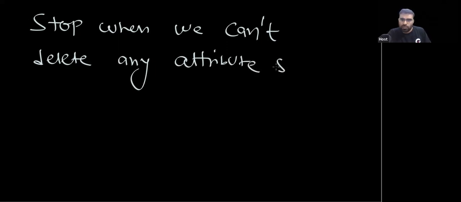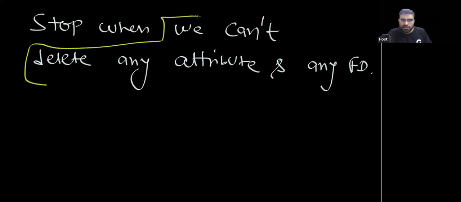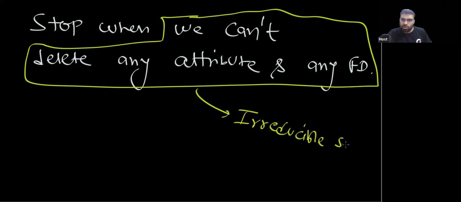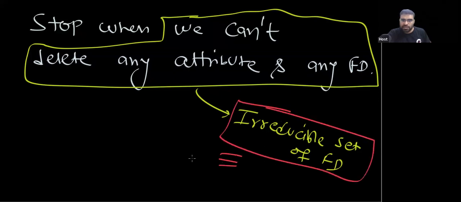Is this clear? What does this mean? We can't delete anything, any attribute or any FD. This means you already got your irreducible set of FDs, right? And that is the same as your minimal cover. That is the same as your canonical cover.